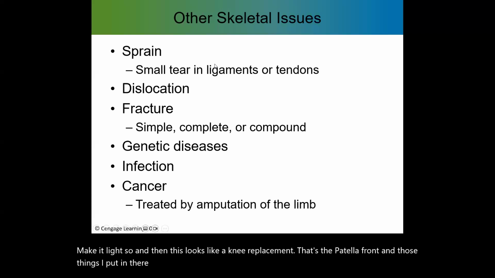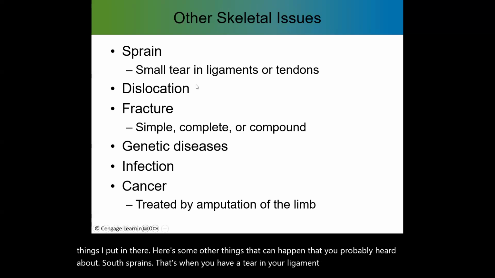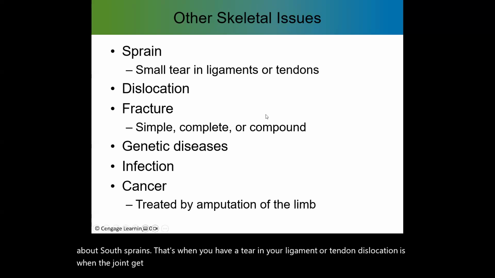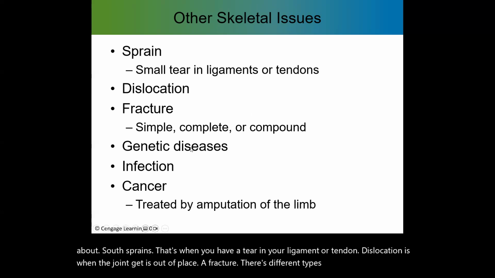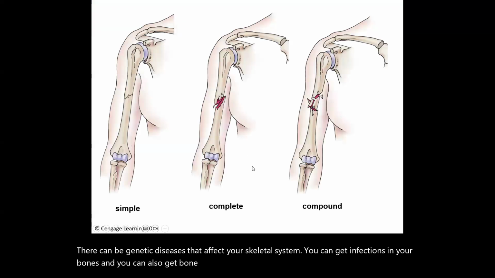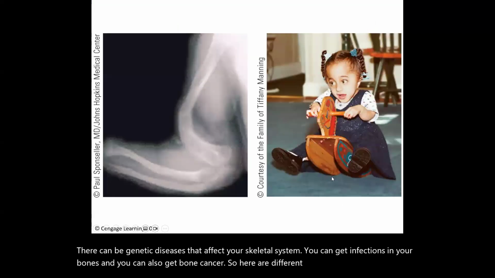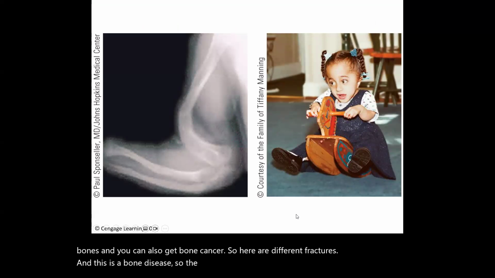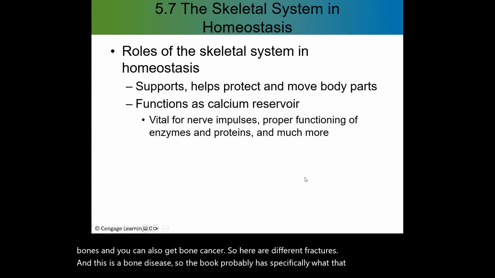Here's some other things that can happen that you probably heard about. So sprains, that's when you have a tear in your ligament or tendon. Dislocation is when the joint is out of place. A fracture, there's different types of fractures. There can be genetic diseases that affect your skeletal system. You can get infections in your bones, and you can also get bone cancer. So here are different fractures. And this is a bone disease. So the book probably has specifically what that disease is.